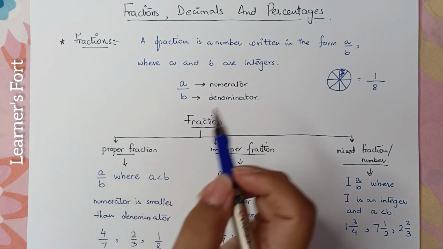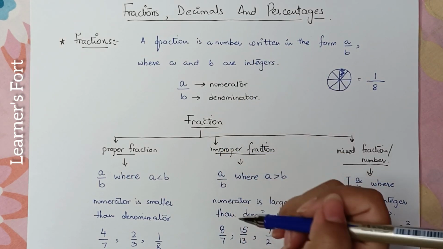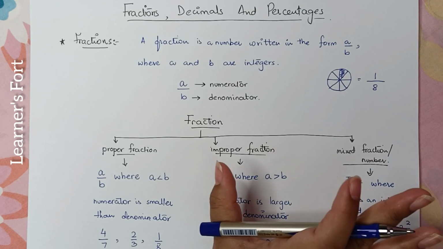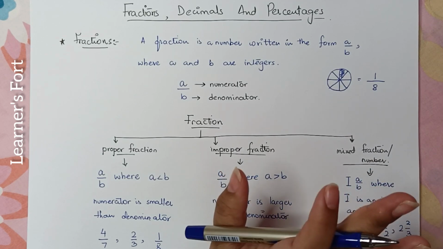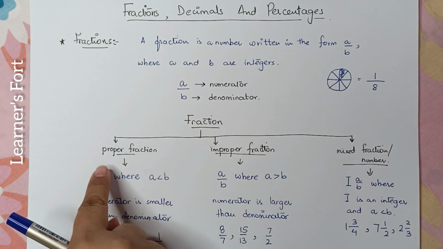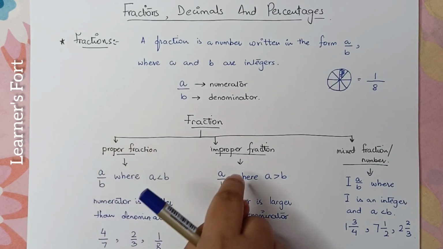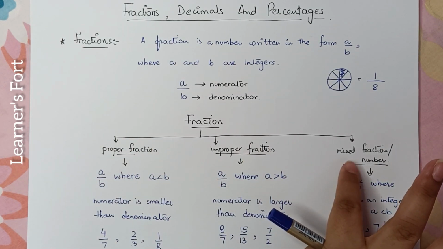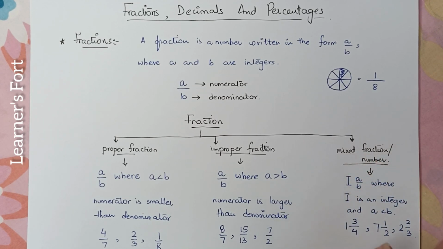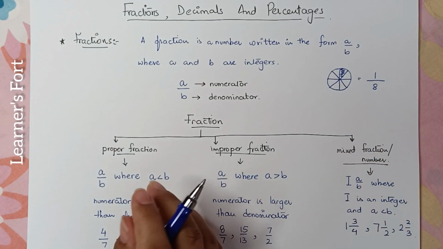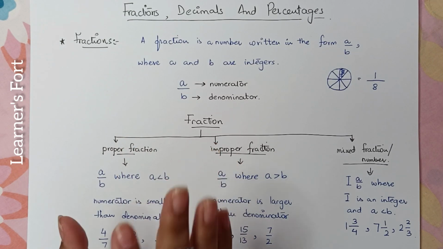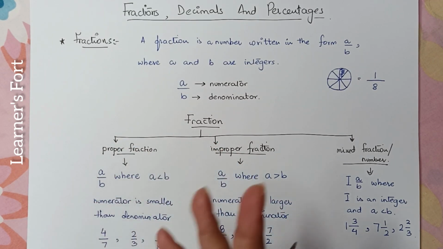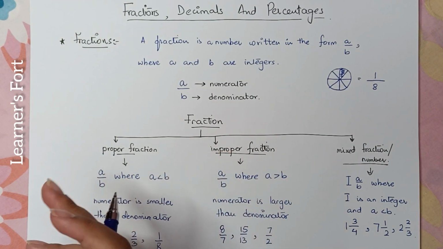Now, when we move further, there are three major types of fractions. The first is a proper fraction, the next is an improper fraction, and the third is a mixed fraction or a mixed number. Right. Now, what is a proper fraction? I'm going to briefly explain it to you because you have already studied it in your previous classes.